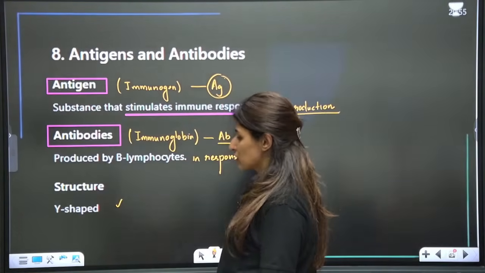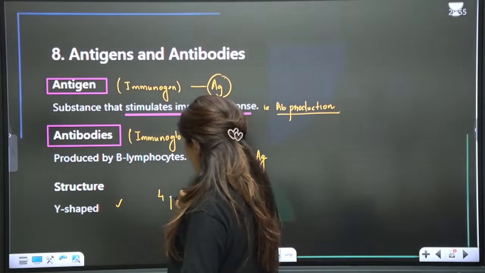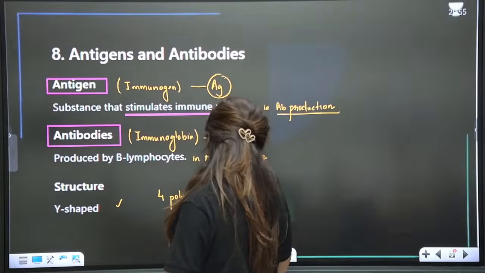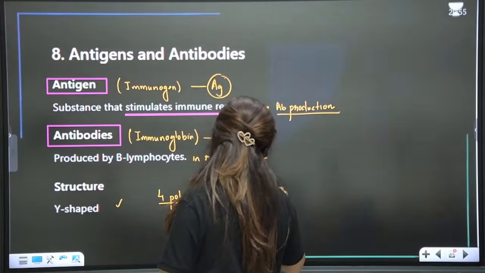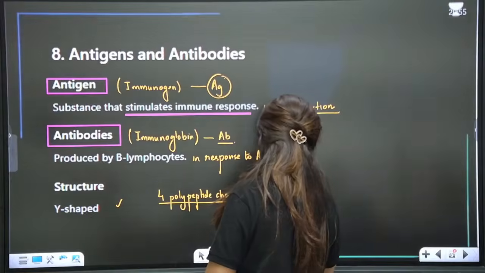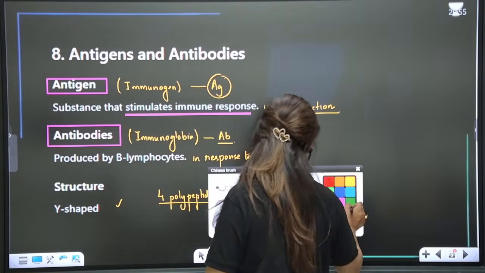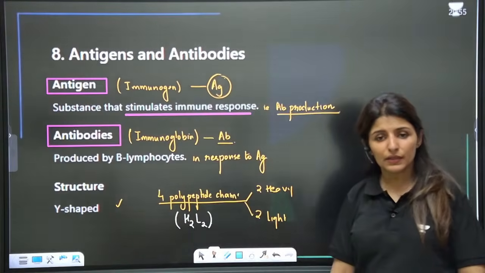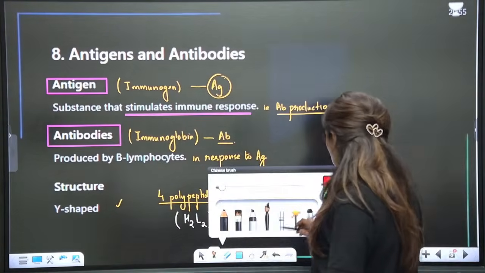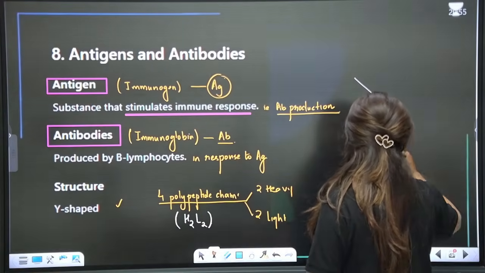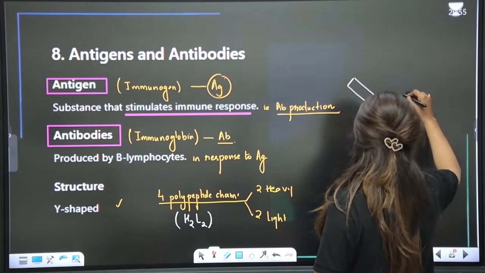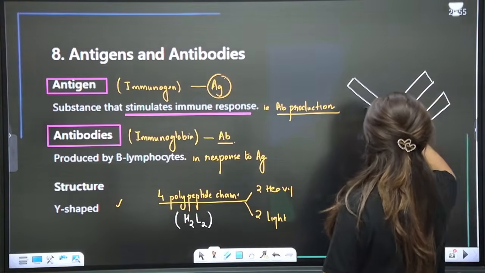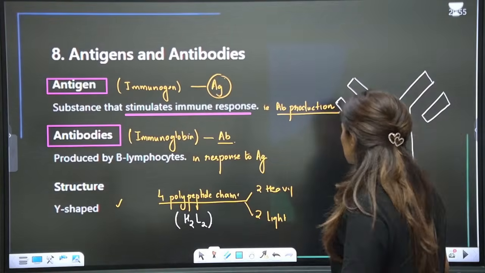It is a Y-shaped structure which has 4 polypeptide chains, out of which 2 are heavy and 2 are light. That is why the general formula of antibody is H2L2. Please tell me these points are clear, right? If we go with the structure, this is a heavy chain, this is a heavy chain on the inner side and light chains on the outer side. Is that clear? It is a polypeptide chain.